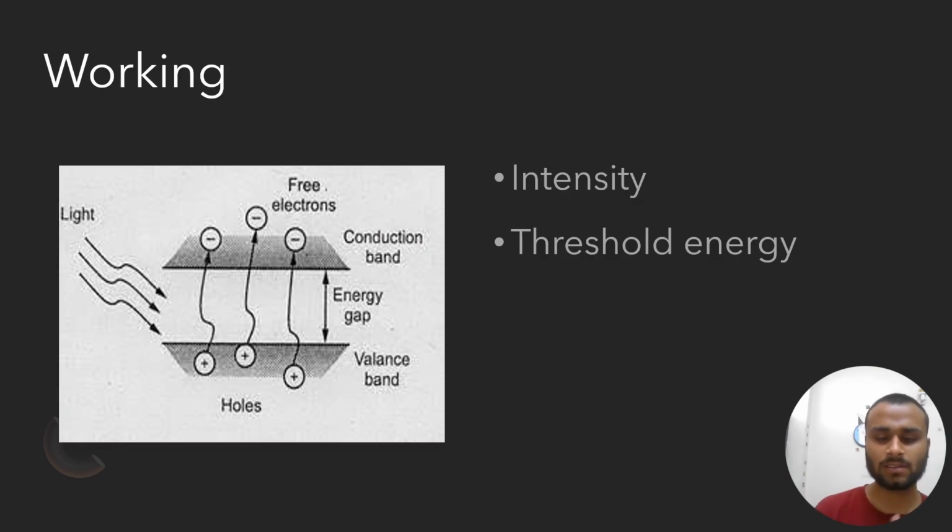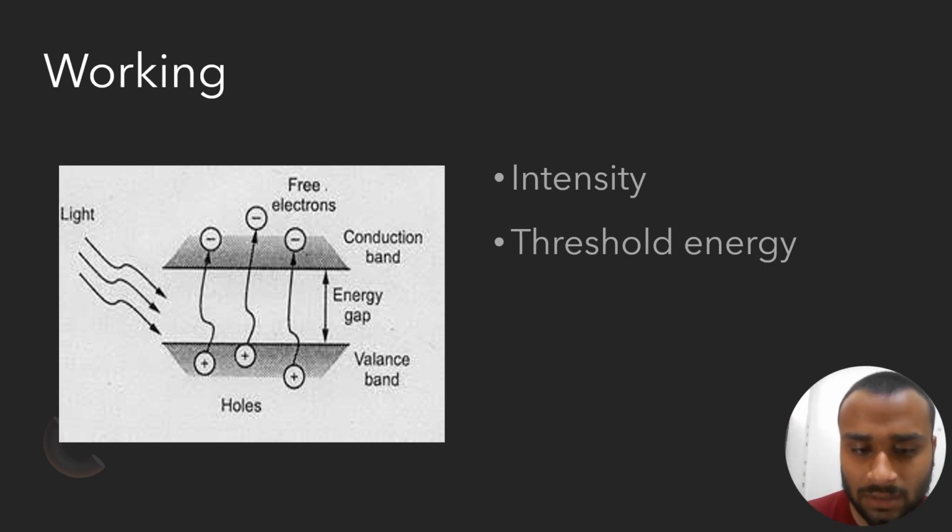So now let's discuss its working. When light of sufficient energy falls on the semiconductor, like cadmium sulfide, which our LDR is made of, then the electrons gain energy from the photons of the light and jump to the conduction band, where they act as free charges and contribute toward the conduction, and that's why its resistance decreases. One should also take care that the light which is falling should have energy greater than a particular threshold energy, and that threshold energy is the energy gap between the conduction and valence band.